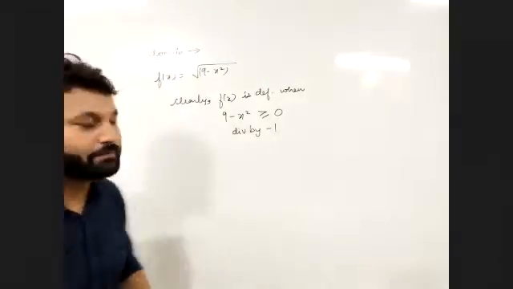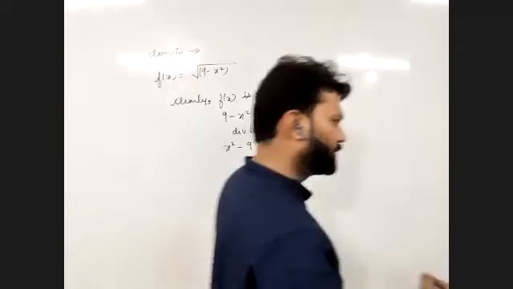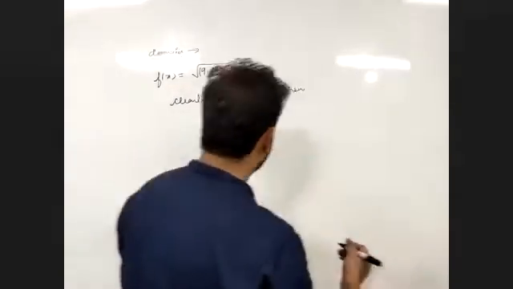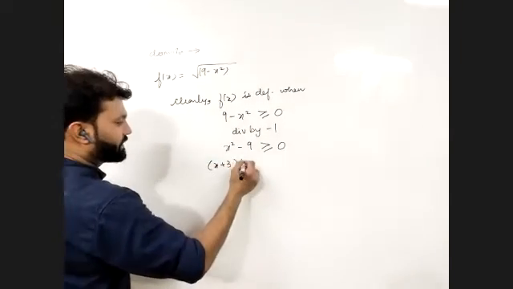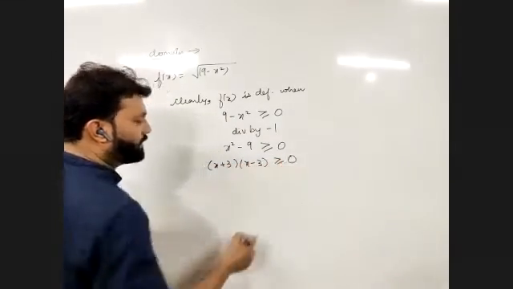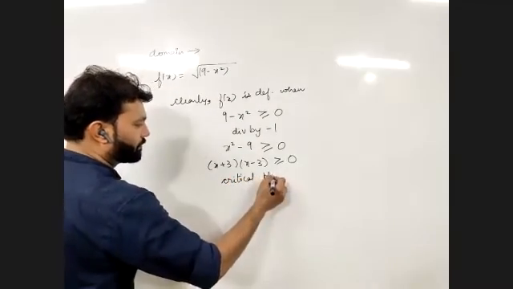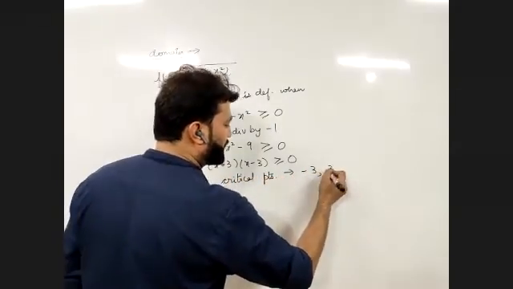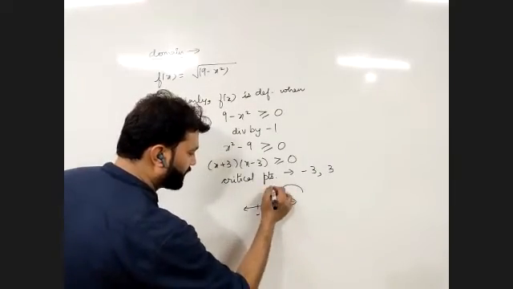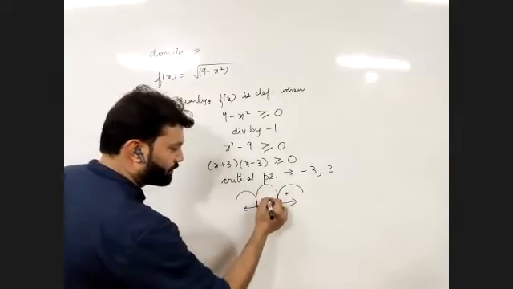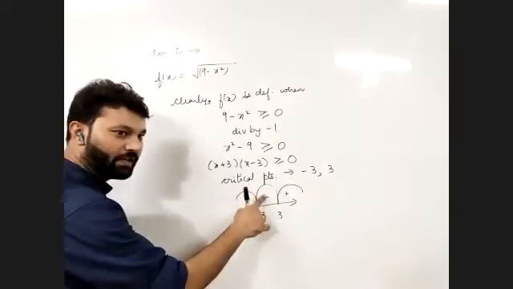Good evening, sir. So x square minus 9 greater than or equal to 0. So this will be x plus 3, x minus 3 greater than or equal to 0. So what will be the critical points? Critical points will be minus 3 and 3. So this is minus 3, 3. Positive, negative, positive, right?